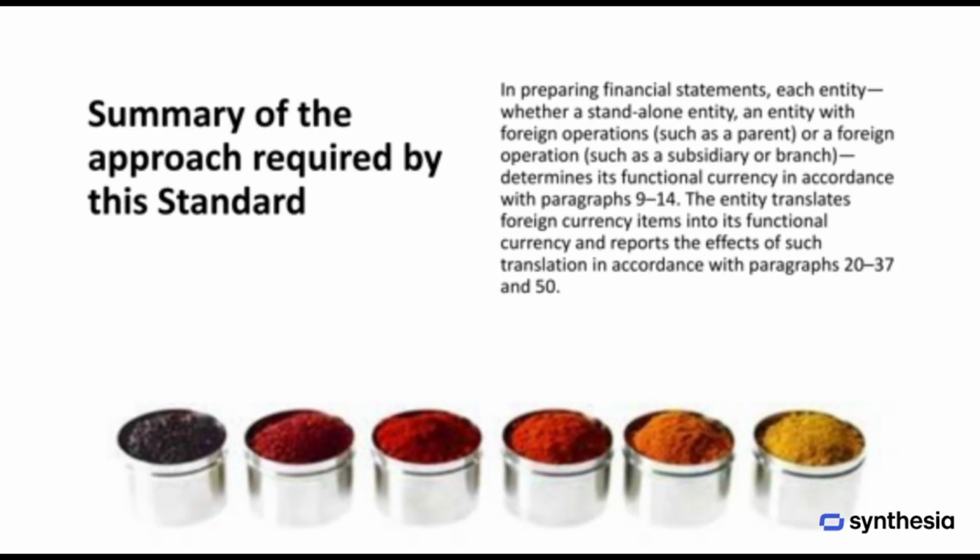Here's a summary of the approach required by IAS 21. When preparing financial statements, every entity, whether a standalone entity, an entity with foreign operations, like a parent company, or a foreign operation itself, such as a subsidiary or branch, must determine its functional currency following the guidance in paragraphs 9-14. Translate all foreign currency transactions and balances into its functional currency. Report the effects of these foreign currency translations according to the rules set out in paragraphs 20, 37, and 50.